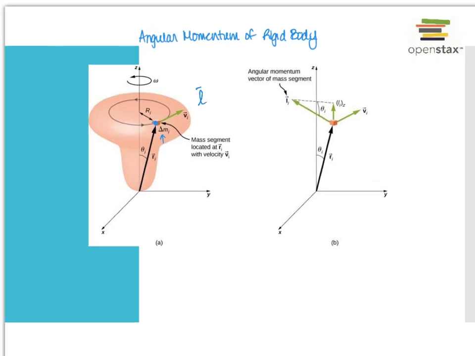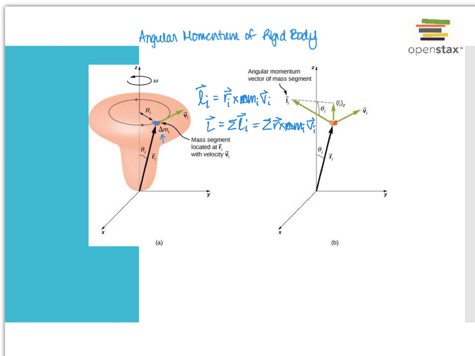So L_i is equal to r_i cross delta m_i v_i. The idea is that the entire angular momentum would be found by taking the summation of all these individual angular momenta. So if we took the angular momentum of all the little individual pieces and added them up, we'd get the total angular momentum of the entire object.